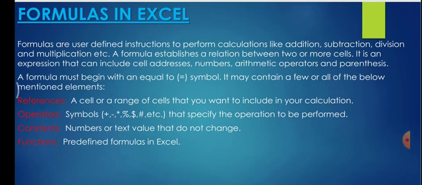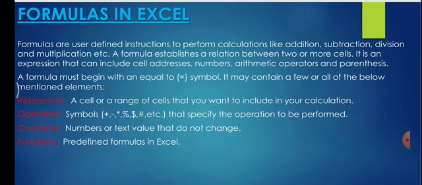First is references, a cell or a range of cells that you want to include in your calculation. We can also call it an address. Operators, symbols plus, minus, asterisk, percentage, dollar, hash, etc. that specify the operation to be performed. For example, if I say A plus B, then plus is the operator and A and B are operands.